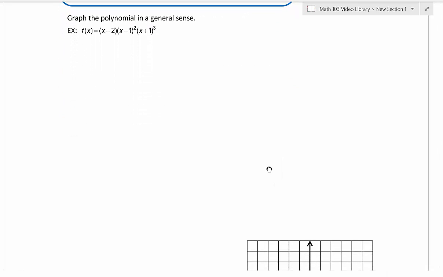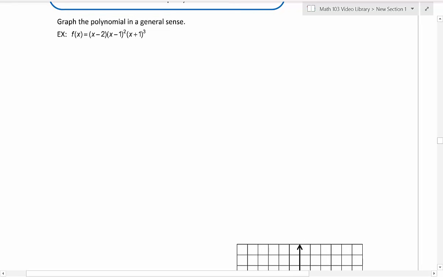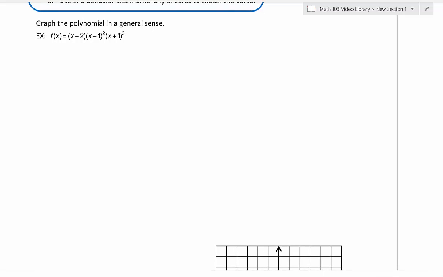So let's graph f of x equals (x minus 2) times (x minus 1) squared times (x plus 3) cubed. We'll start by determining the end behavior. First, we need to identify the degree of the polynomial. Since our polynomial is in factored form, we're going to add the exponents together to determine the degree. Now, don't forget that this factor of x minus 2 has degree 1. So 1 plus 2 plus 3, this polynomial function has degree 6.